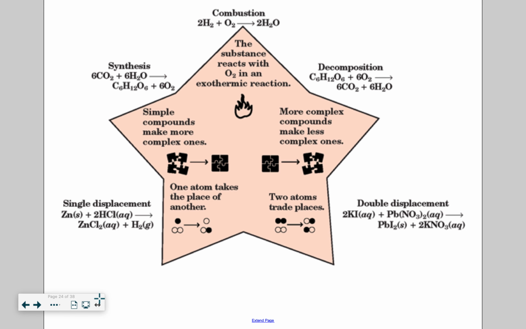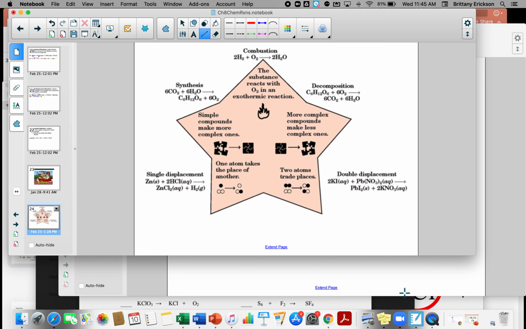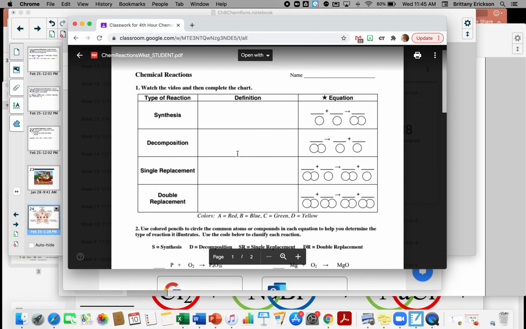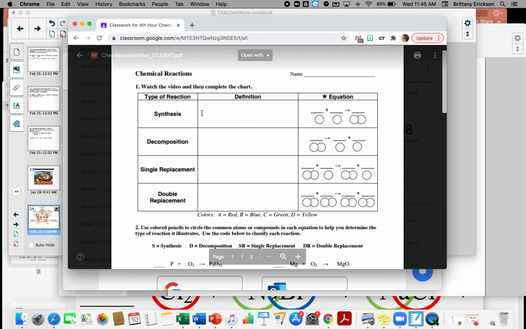Now, I do want to talk about your assignment. So I'll zoom out of here. Oh, where are we? Here we go. Okay, so this is your assignment. Okay, so there's no video, but you just write down the definition of the different types of reactions, and then you have to write the equation. So for synthesis, the equation would be A plus B produces AB. But then you also have to color code it.